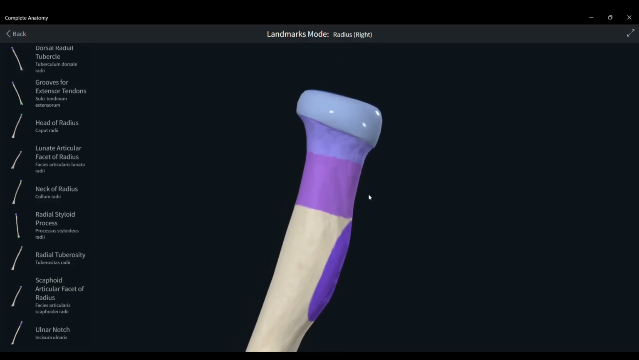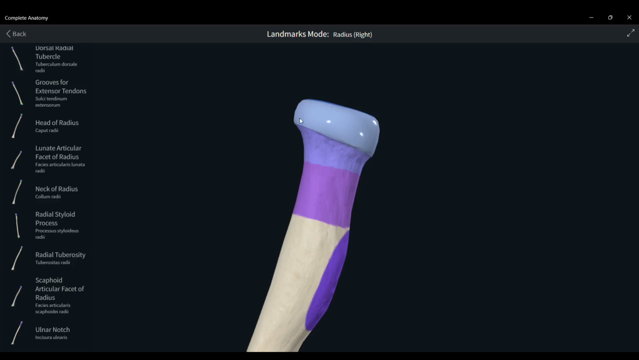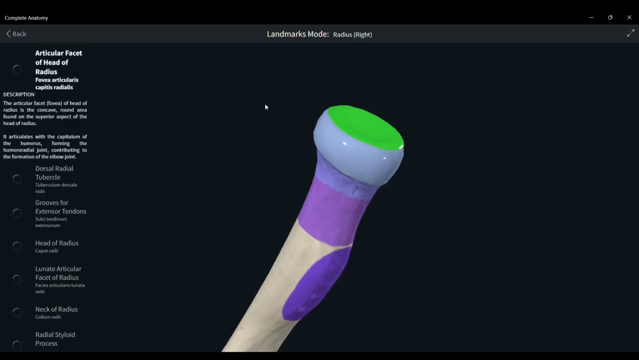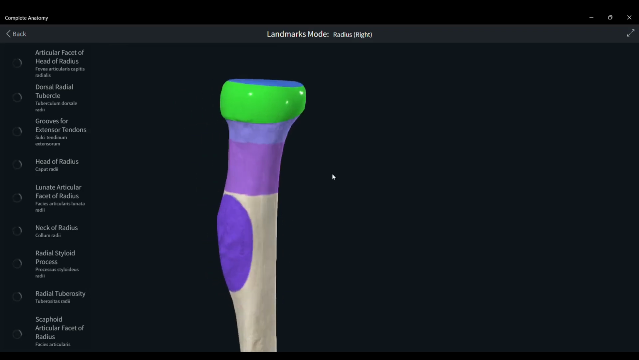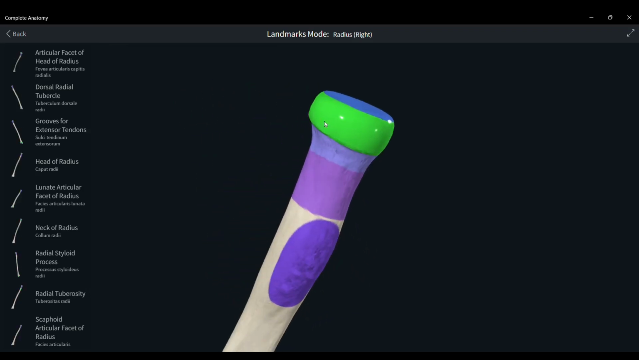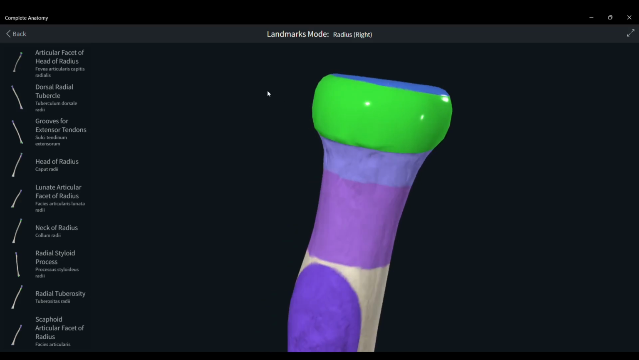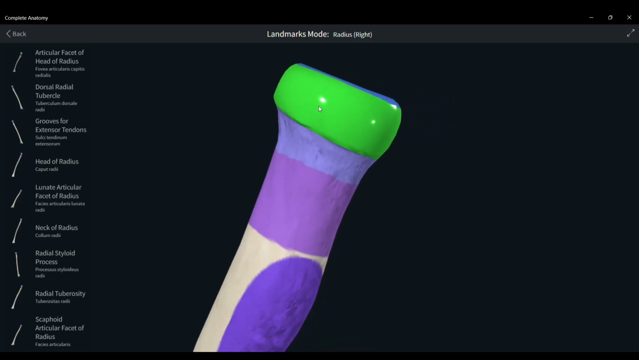At the top of the radius we see the caput radii. This is a disc-like head covered with cartilage, which provides rolling, gliding movement from the elbow side. In the center of the head lies the depressed socket, the fovea articularis capitis radii. This articulates with the capitulum of the humerus and bears the load at the elbow joint. The margin of the head is encircled by a smooth cylindrical surface, the circumferentia articularis capitis radii. This connects with the radial notch of the ulna and with the annular ligament, the ligamentum annulare, keeping the head in place while allowing it to rotate freely during pronation and supination.